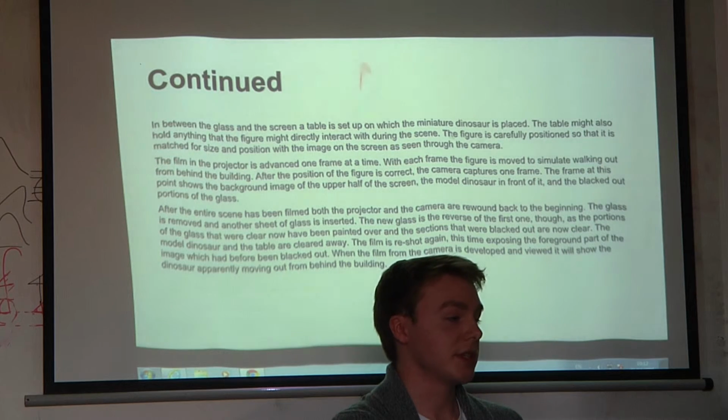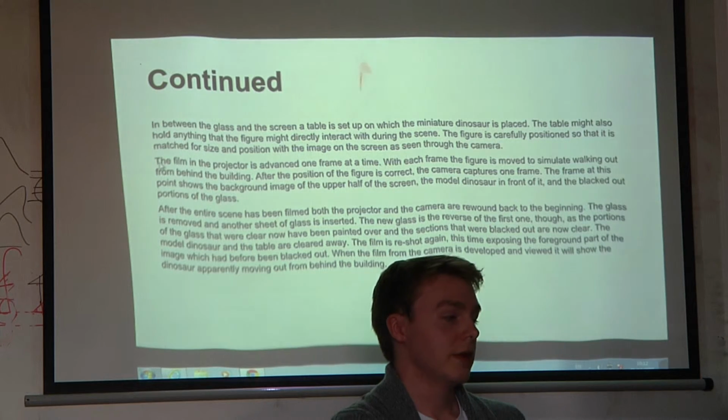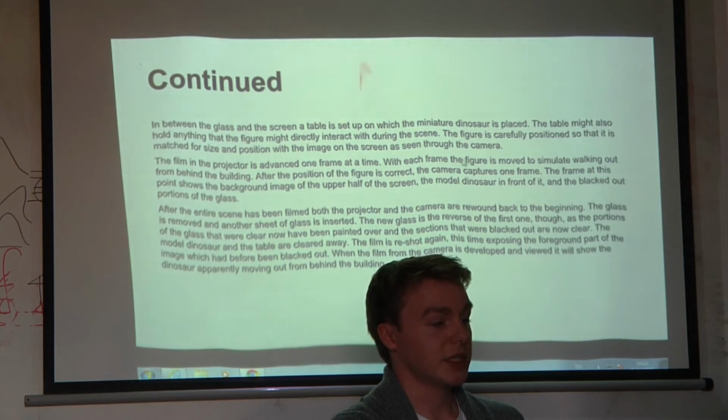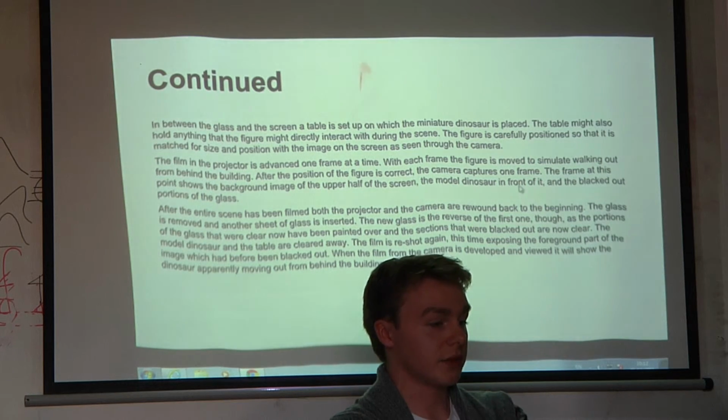The figure is carefully positioned so that it matches the size and position of the image as seen through the camera. Very important step. The film in the projector is advanced one frame at a time. With each frame, the figure is moved to simulate walking out from behind a building or doing whatever it's doing. After the position of the figure is correct, the camera captures one frame, which at this point shows the background image on the upper half of the screen, the model figure or dinosaur in front of it, and the blacked out portions of the glass.